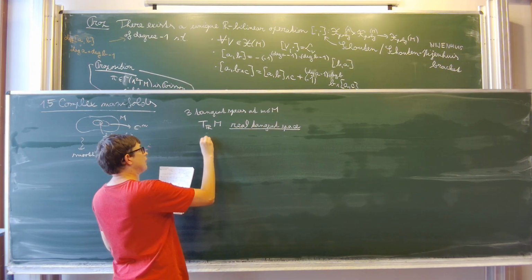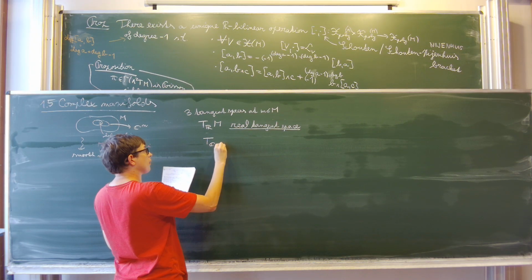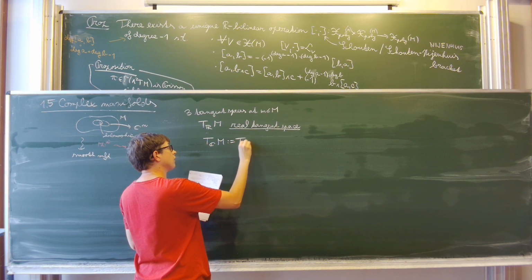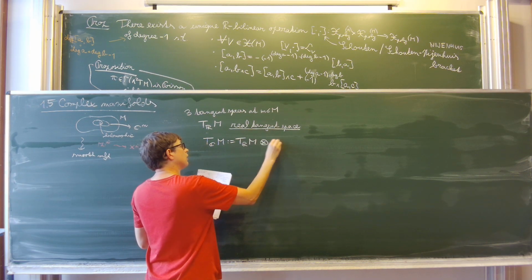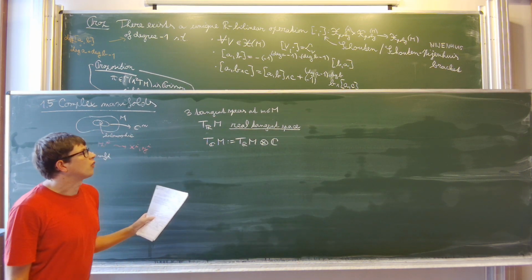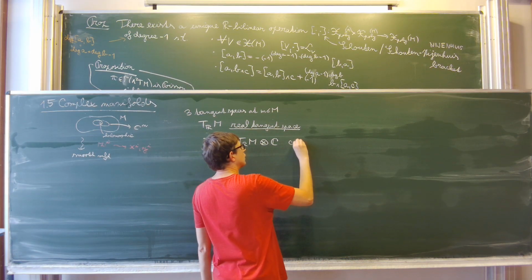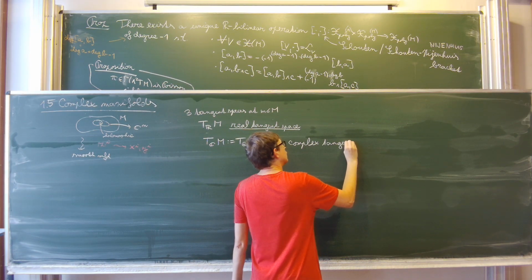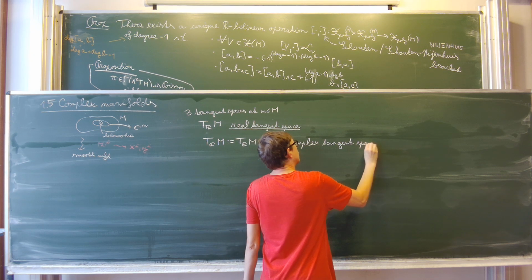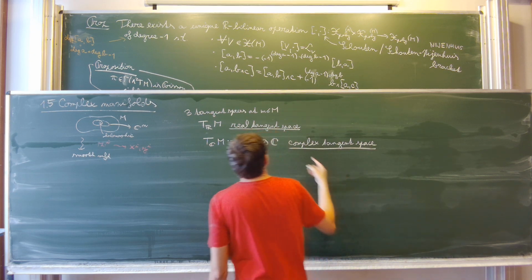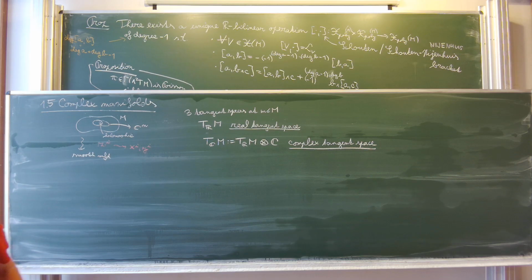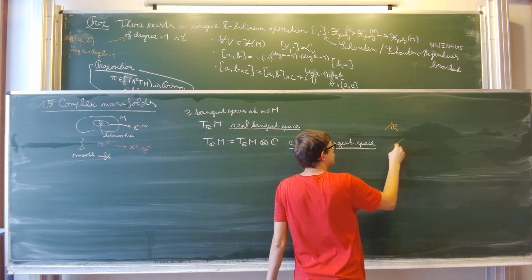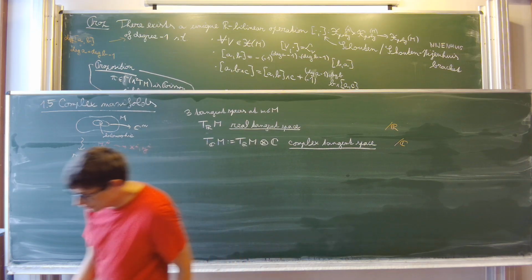And there exists a thing which is called a complex tangent space. This thing I define to be a complexification of this. Note that the one on top is a vector space over the real numbers, and this one is a vector space over the complex numbers.